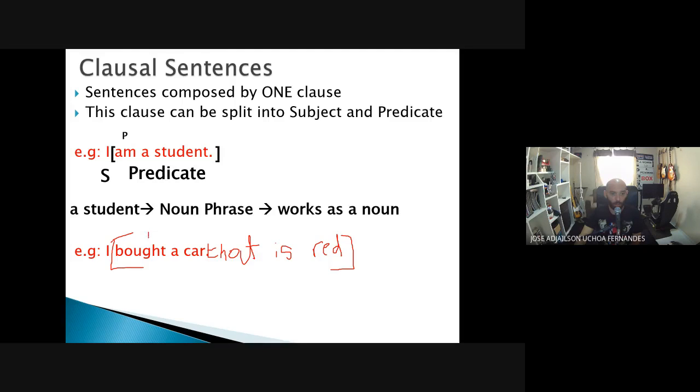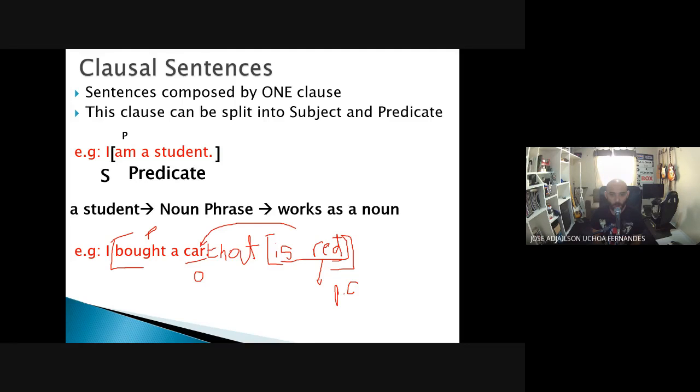Okay. This is still the predicator, but a car that is red is what kind of phrase? Red is an adjective. So this is an adjective phrase. And this adjective phrase is referring back to the car. So it is a predicative complement, but not about the subject. It's about the object. So it's an object-oriented predicative complement. Do you understand?